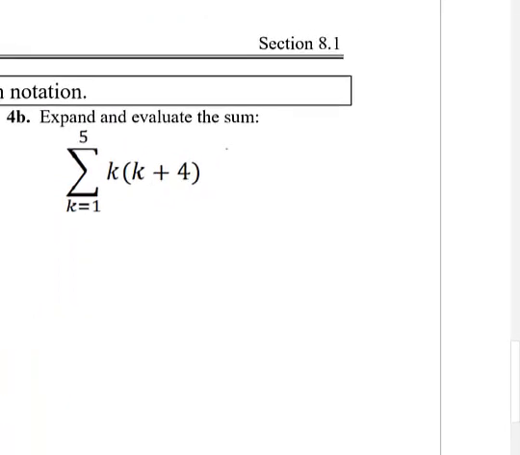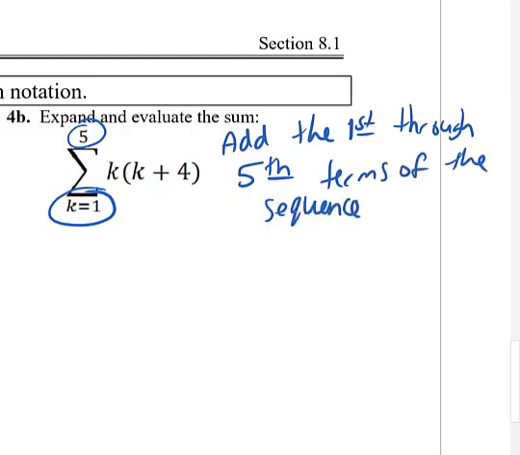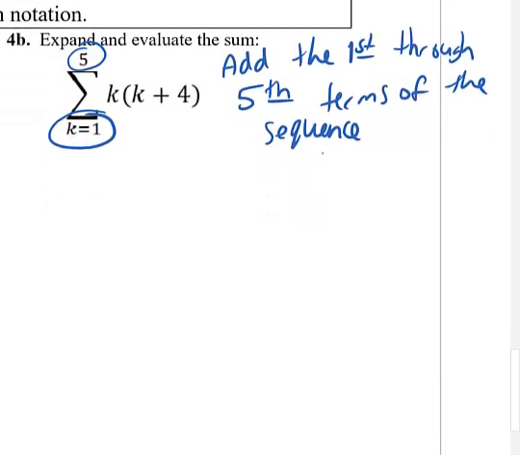And then let's see, this one looks like we're going to add the first 5 terms of the sequence, from the first, because that was the starting point. They said start at the first through the 5th, because that's the ending point. And you notice this time they're using a different variable. You're using k.